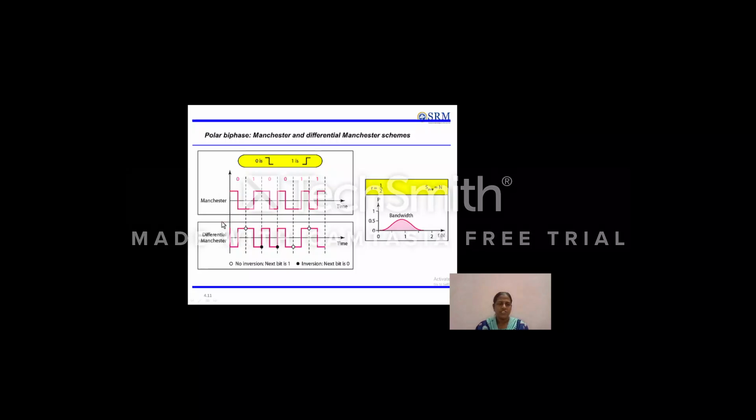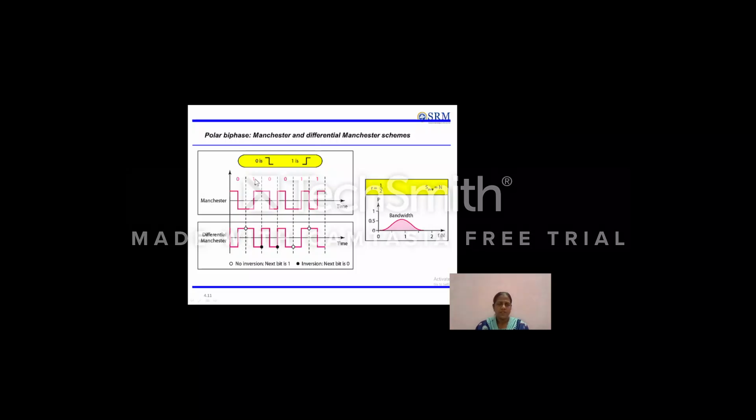So coming to differential Manchester encoding. It is similar to Manchester encoding, but the only thing is there will be no inversion if the next bit is 1, but an inversion will happen if the next bit is 0. So if the next bit is 0, it will always touch this axis. For example, the first bit is 0. If the next bit is 0, there is an inversion. So we assume that there is an inversion happening in 0 over here.